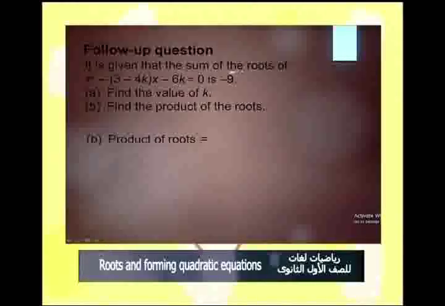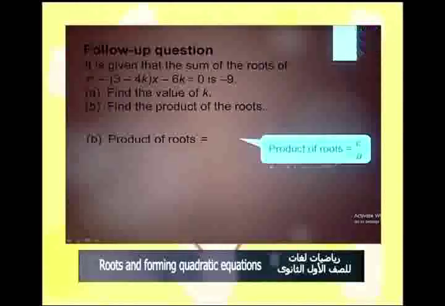It is given that the sum equals negative 9, the same question, but we would like to find out the product of the two roots. We know that the product equals c over a, as we mentioned, which equals negative 6k over 1. C over a equals negative 6k over 1, where 1 is the coefficient of x power 2, which is a. The answer will be negative 6 multiplied by k. Negative 6 times 3, which is k, equals negative 18, of course.